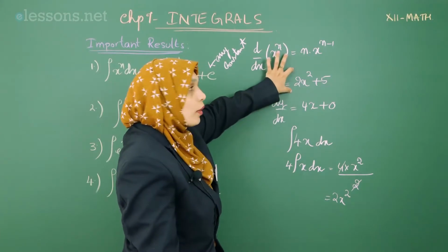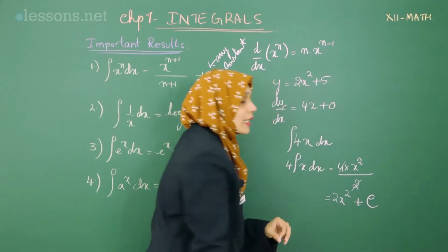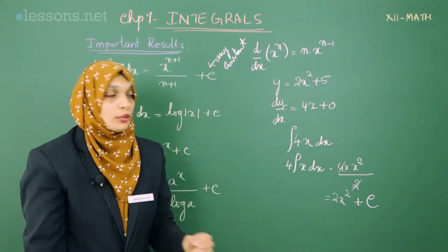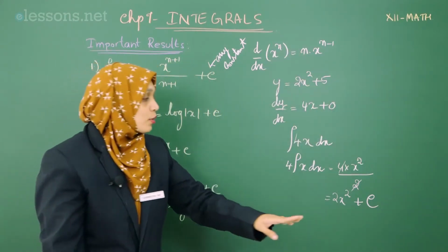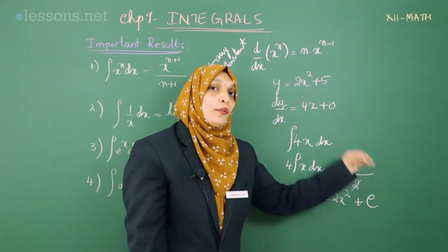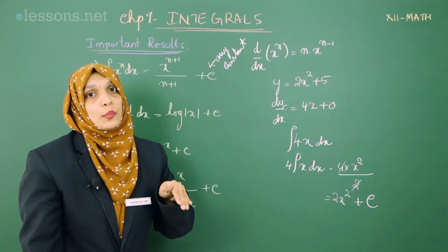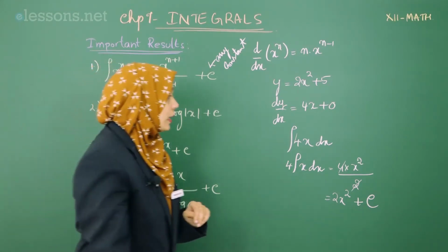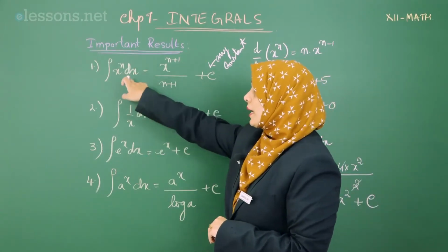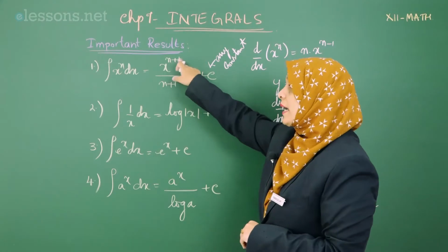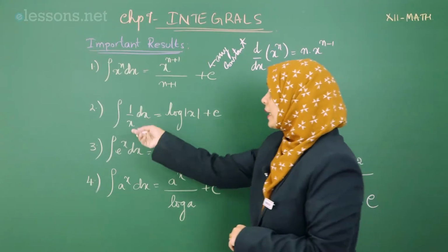But my function was 2x square plus 5. This is why it is necessary for us to write the plus c, because we don't know whether there was a constant which turned to be 0. So after we integrate, in our solution we write a plus c for all integrations. So the first result we have is: integration of x power n dx is equal to x to the power n plus 1 divided by n plus 1 plus c.